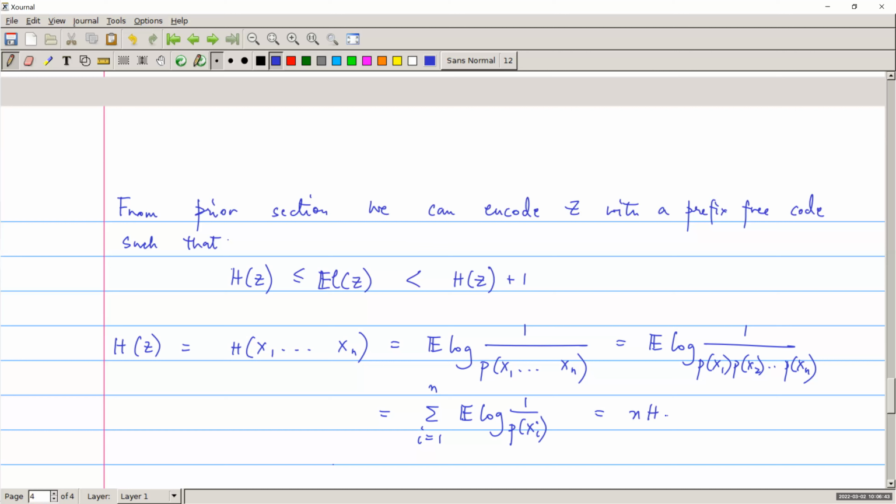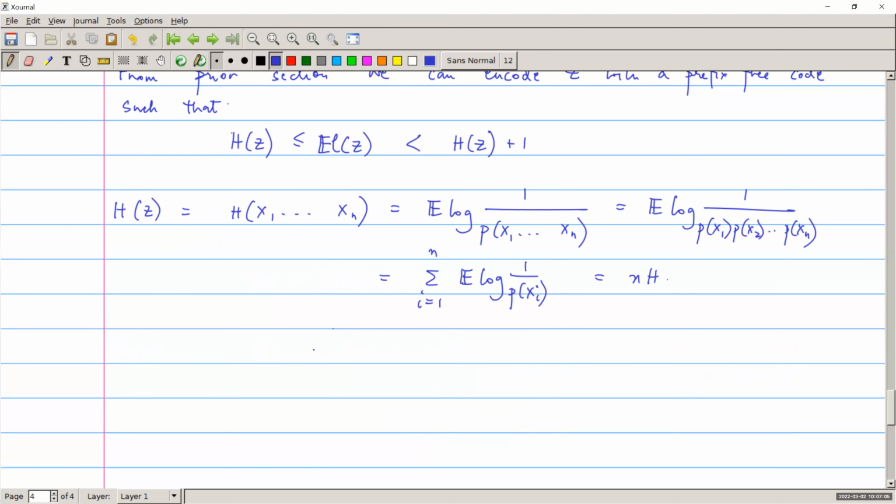Okay? Expectation of log probability of 1 over xi is equal to h. They have common entropy h. Okay, and so every term of this summation is equal to h. There are n terms in the summation, each one equal to h. So the summation is n times h. Okay, so this means that the expectation of log of the length of z is less than n times h plus 1, and it's greater than n times h.